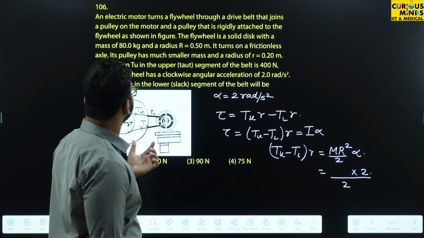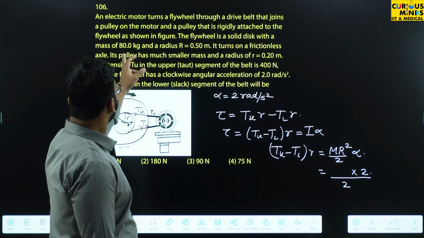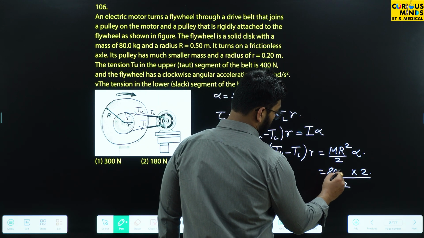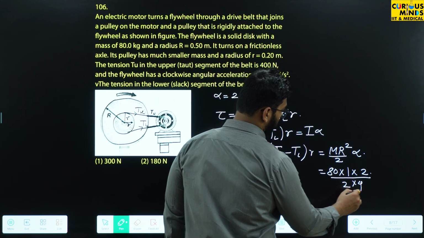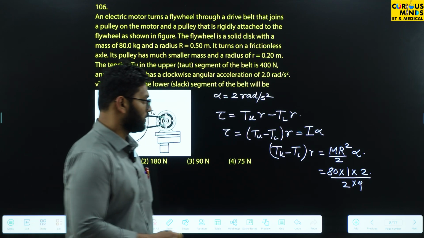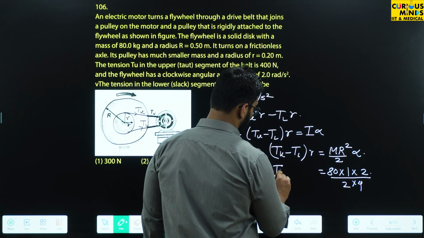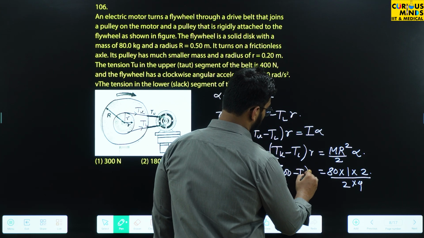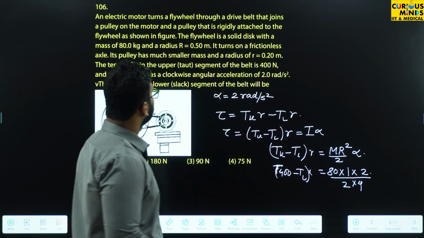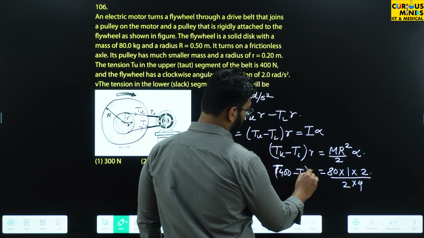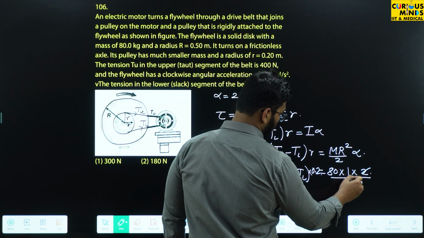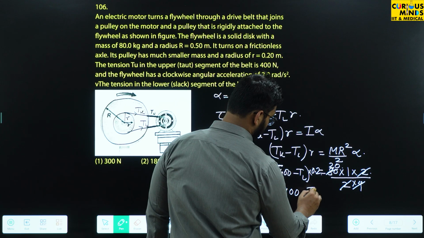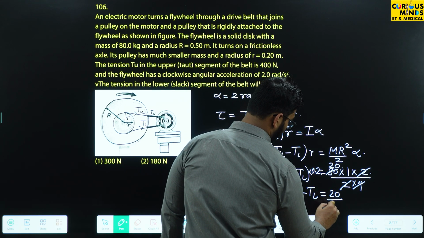What is the mass of the disc? Mass of the disc is 80 kg and radius is 0.5 meter. So 80 into 1 by 4, because 0.5 is 1 by 2, and 1 by 2 square is 1 by 4. So you will get this. TU is given already, that is 400 minus TL into small r. What is small r? Small r is 0.2. So these 2 and 2 will get cancelled. This is 20. So this will become 400 minus TL is equal to 20 divided by 0.2.